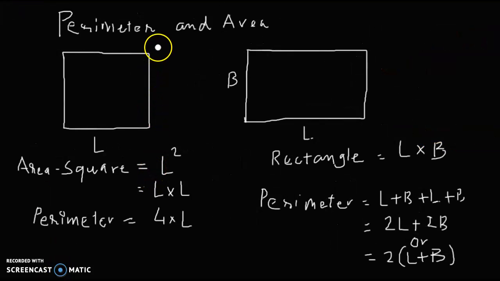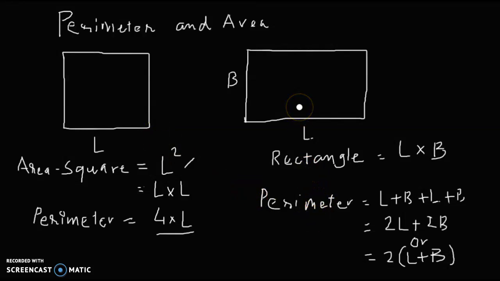Okay, perimeter and area of a square and a rectangle. Area of a square is simple, it is just L multiplied by L or L square. We have already studied that perimeter of a square is 4L, 4 multiplied by the side L.